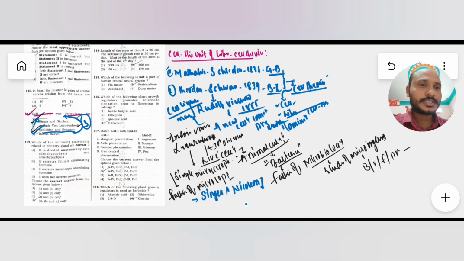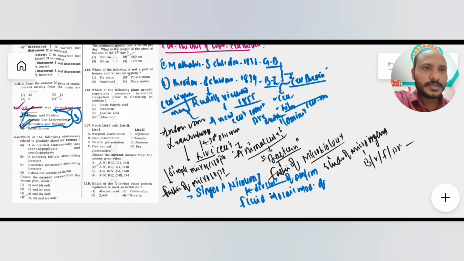These two scientists developed a model of the plasma membrane or cell membrane. Singer and Nicolson developed the plasma membrane model, that is the fluid mosaic model of plasma membrane.